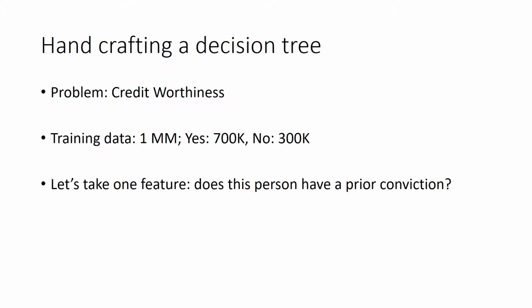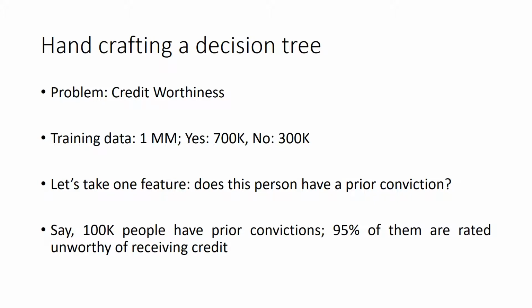Let's take one particular feature, and let's say that feature is, does this person have a prior conviction? Has this person had a run-in with the law? Again, this is a complete hypothetical. Say 100K people have had prior convictions. Now this is a very large number. We are basically saying 10% of the people have had prior convictions. In some countries that might even be true, but in most countries it wouldn't be. But this is just a hypothetical, so bear with me on it.